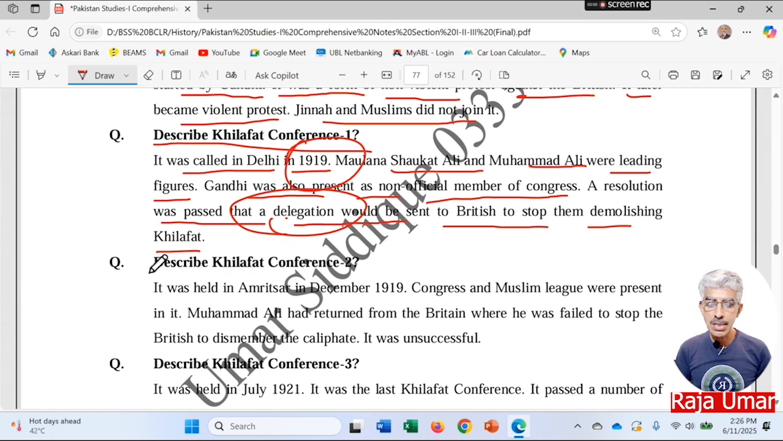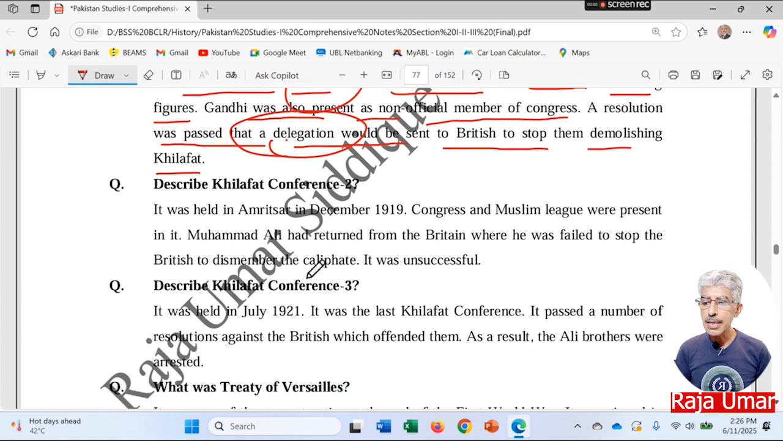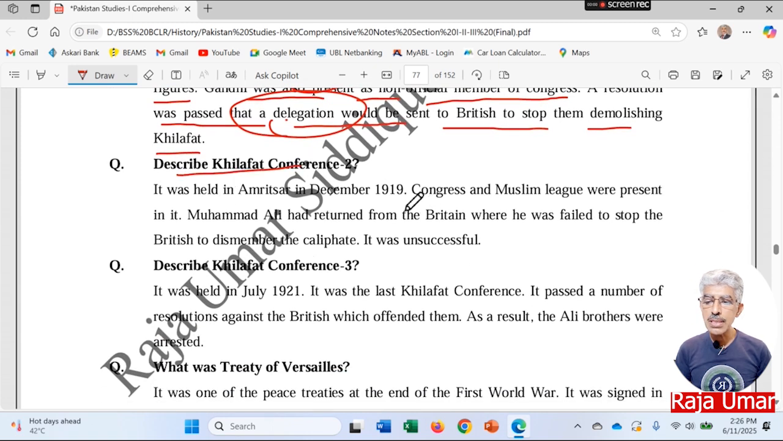So, describe Khilafat Conference 2. These were the two conferences held. It was held in Amritsar in December 1919. Congress and Muslim League were present in it. Maulana Muhammad Ali had returned from Britain, where he had failed to stop the British from dismembering the Khilafat.